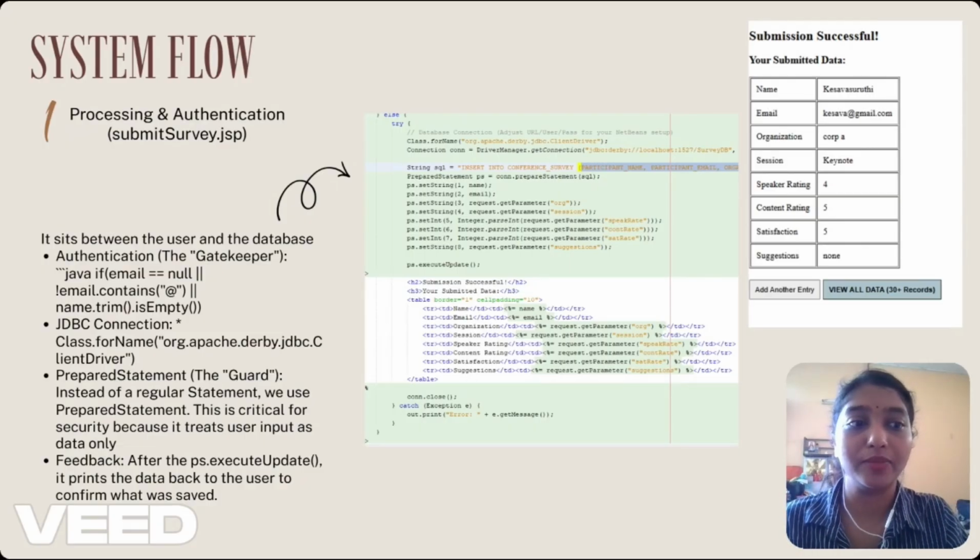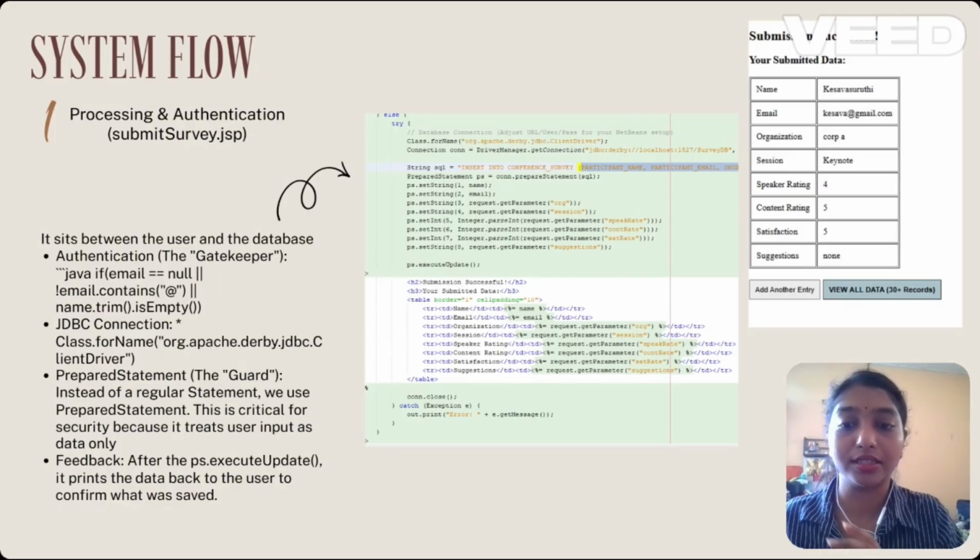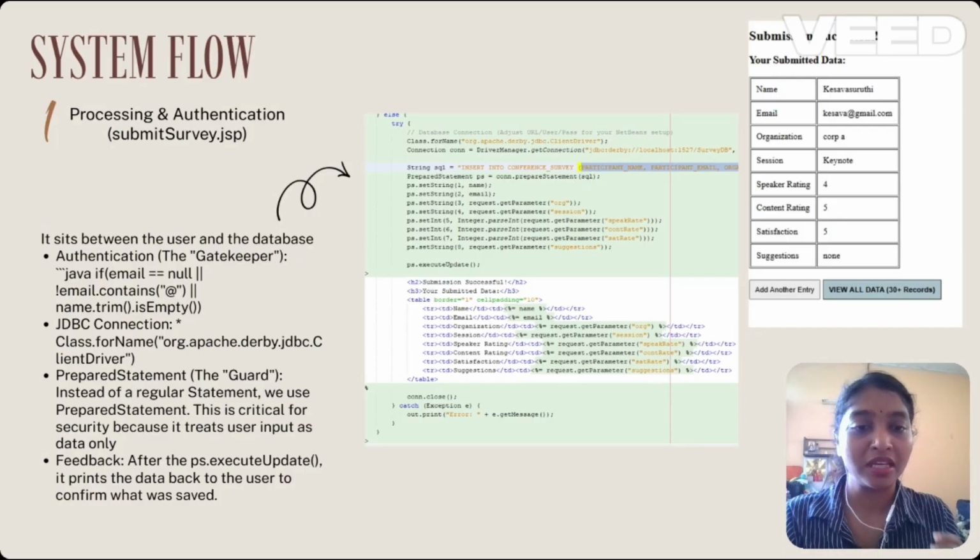And then the JDBC connection to the database. For the JDBC connection, we used Class.forName org.apache.derby.jdbc.ClientDriver. So this loads the driver that allows Java to speak to Apache Derby. Then the DriverManager.getConnection will open the physical pipe to our database.